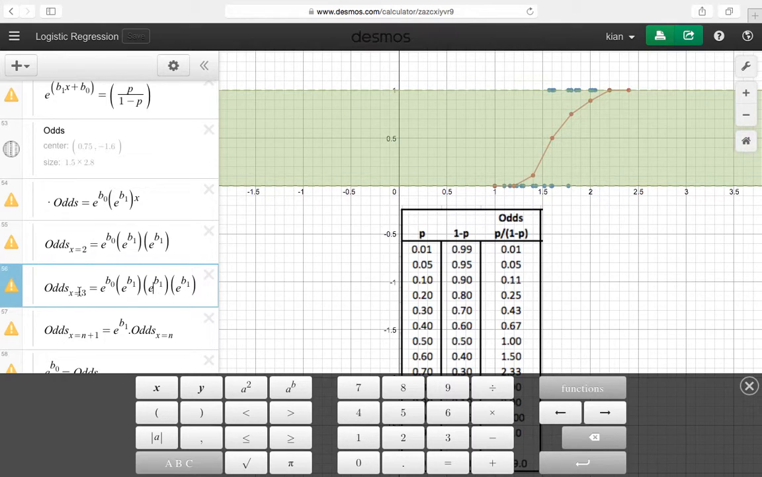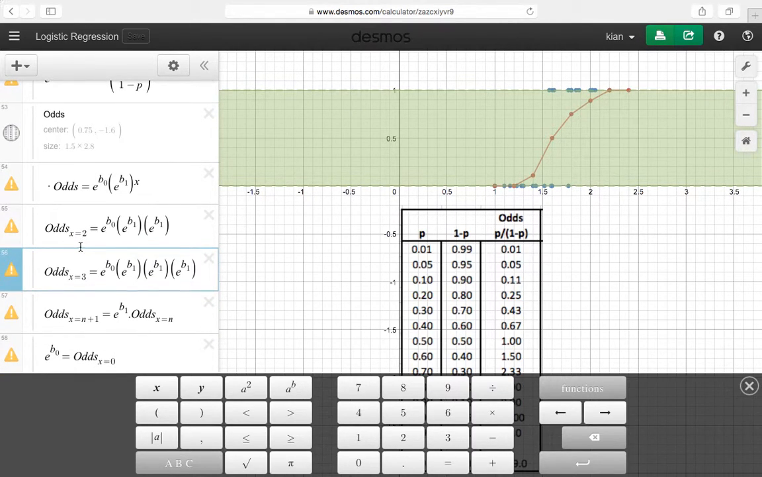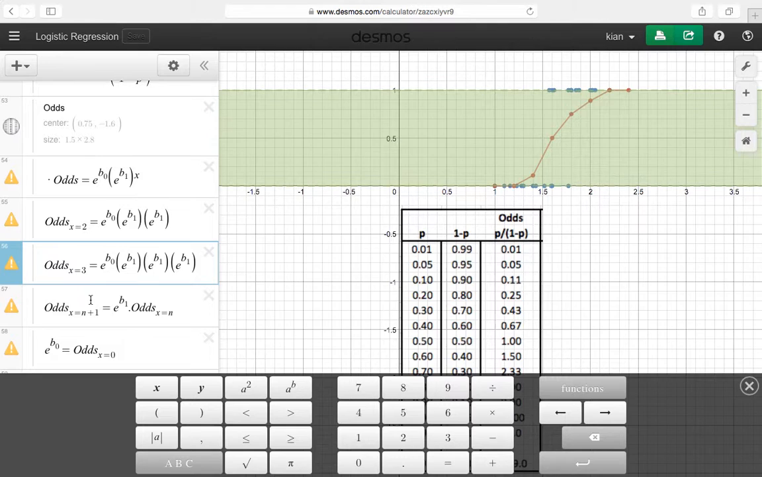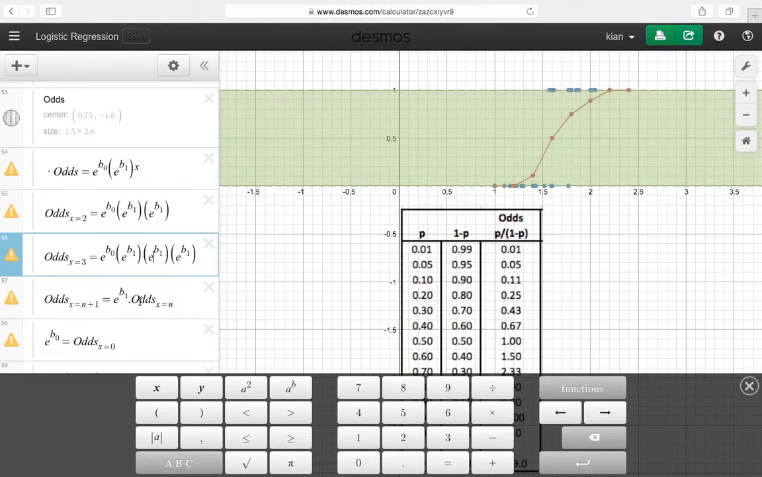Now, this always happens even if x is not an integer. So what we have in general is that odds of x equals n plus 1 is going to be e to the beta 1 times odds of x equals n. Or again, in plain English, by a unit increase in x, the odds is going to be multiplied by e to the beta 1. So this is a very good interpretation of what beta 1 is.